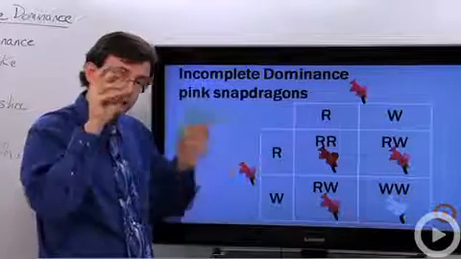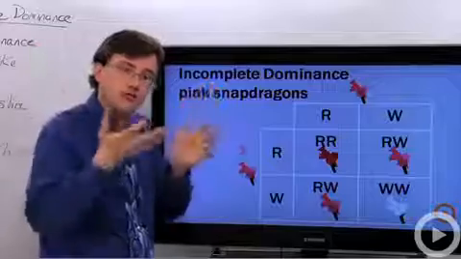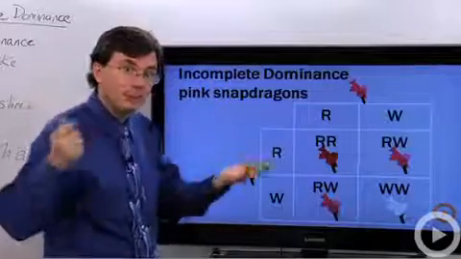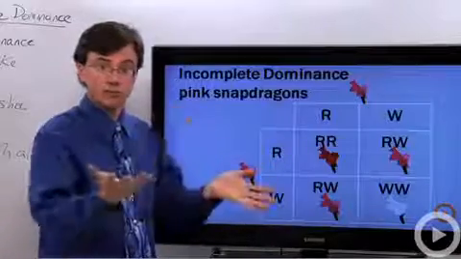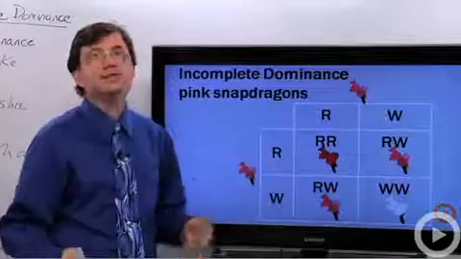Not little bits of red and little bits of white. If you get in close and look at the flower up close, it's pink. It's pink, it's pink. They've blended. So that's the big difference between codominance and incomplete dominance. Codominance: they show both effects, no blending. Incomplete dominance: it's all blended.